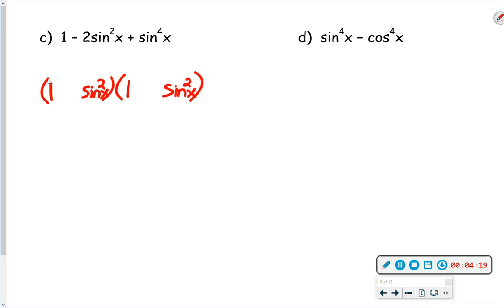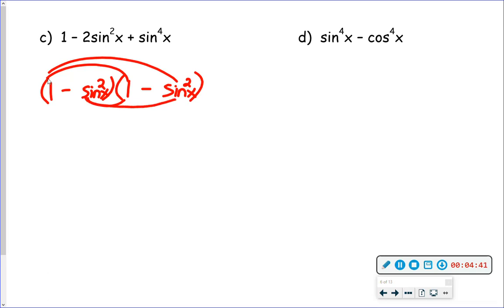The question is, of course, the positives and negatives in the middle of your factors. Positive, negative, one of each. Where do we do it? Well, we have to multiply to 1 and add to negative 2. So we're going to have negative and negative. Because if I FOIL this out, I'd have 1 minus sine squared, minus sine squared. There's minus 2 sine squareds, and then plus sine to the 4th.